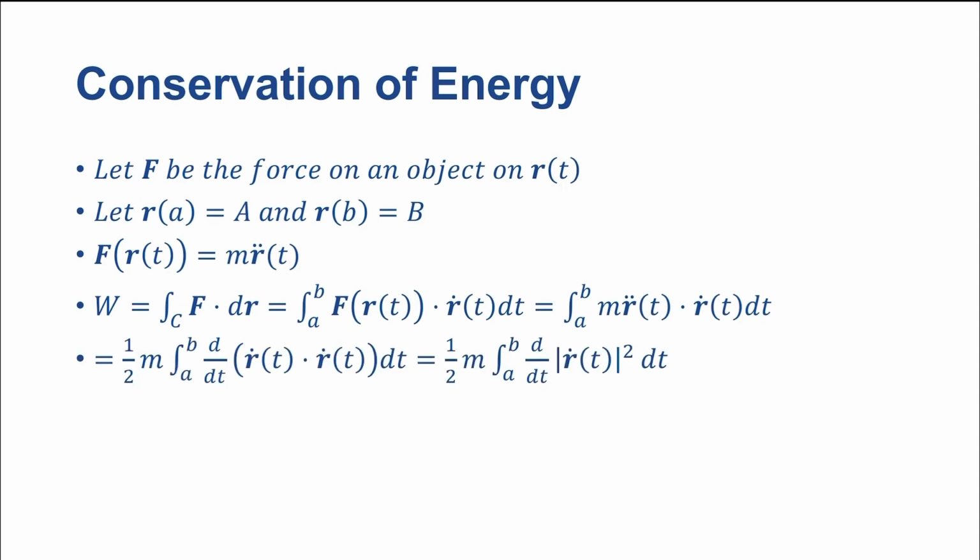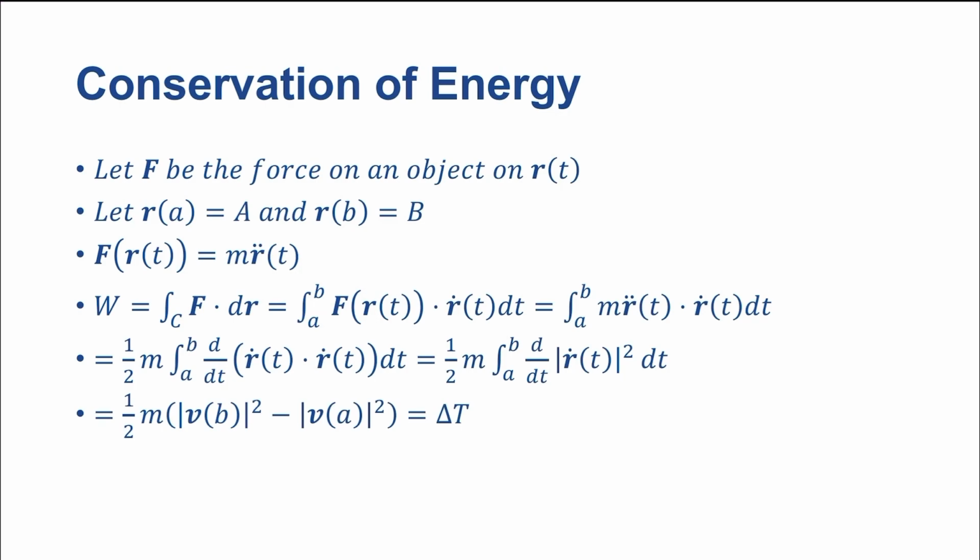And then we had some formulas from earlier units about the relationships between the acceleration and velocity. And we can rewrite this as 1/2 of the mass times the integral between a and b of the derivative of r dot of t dotted with r dot of t dt, which is equal to 1/2 of the mass times the integral between a and b of the derivative of the magnitude of r dot of t, squared, dt.